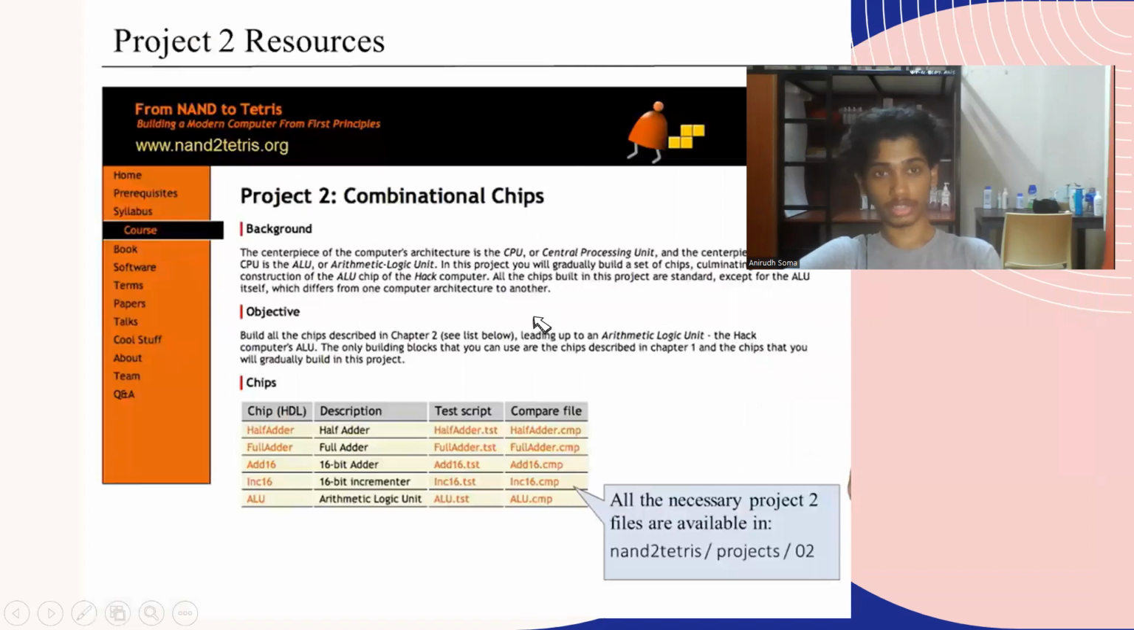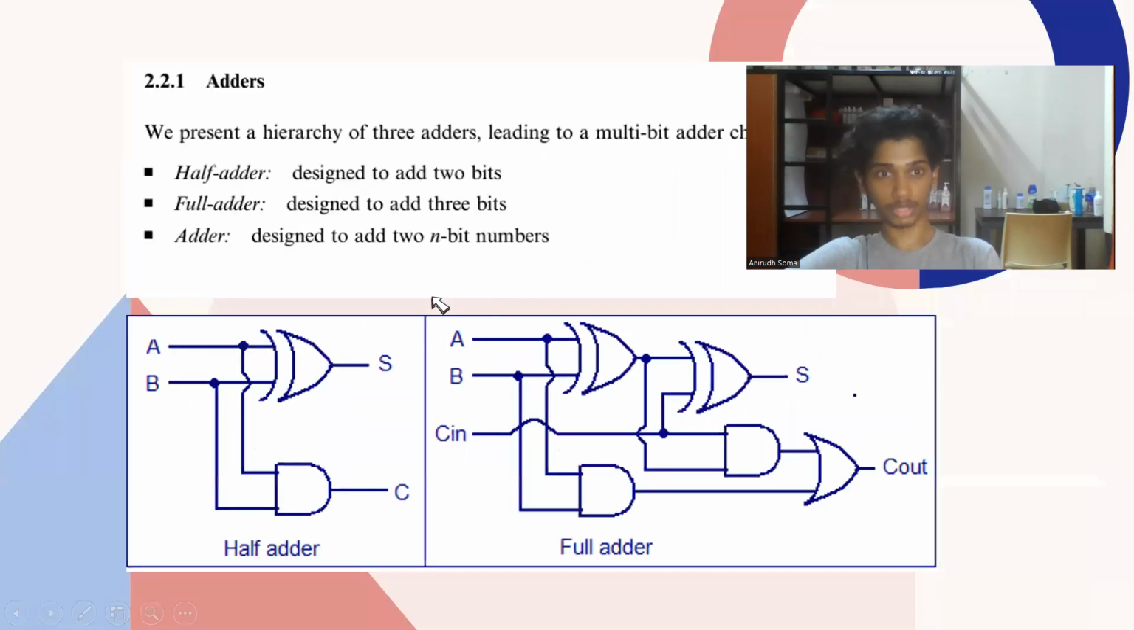So for finding these resources, you can just go to the NandToTetris organization website and you can download the HDL, test script and compare files. Just in case you haven't already downloaded the software and extracted all of them, this is another way to do so. So starting off with the adders, this is the adder family.